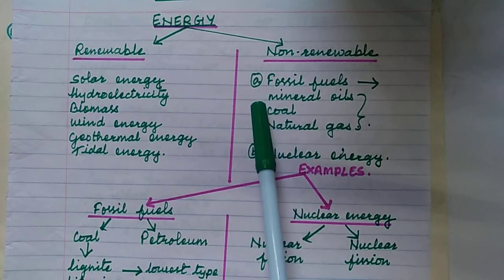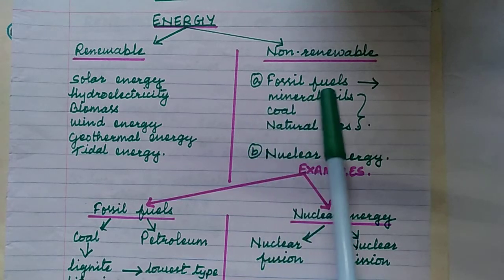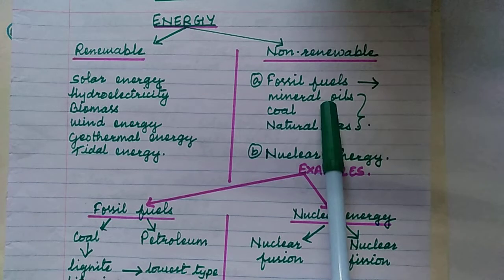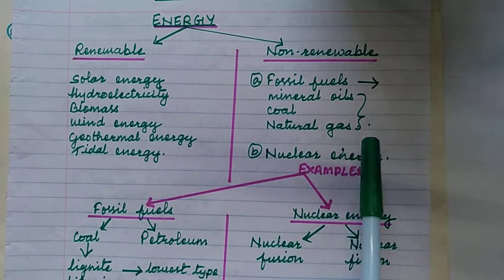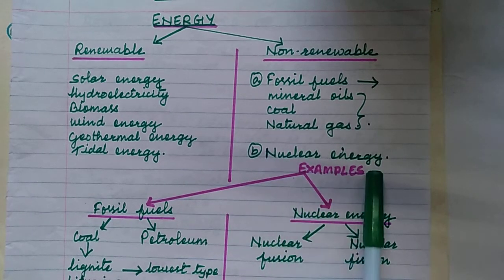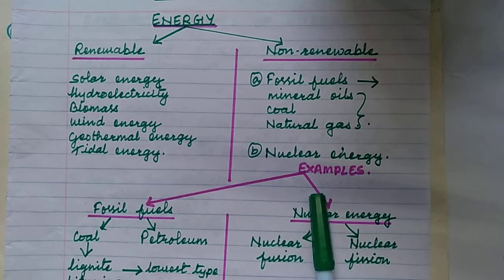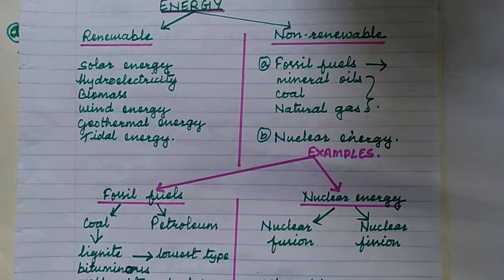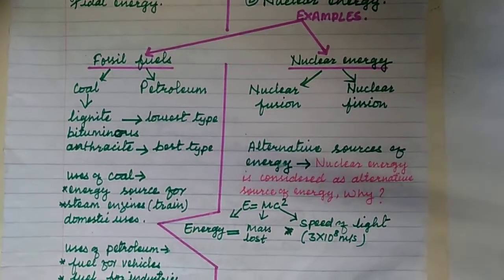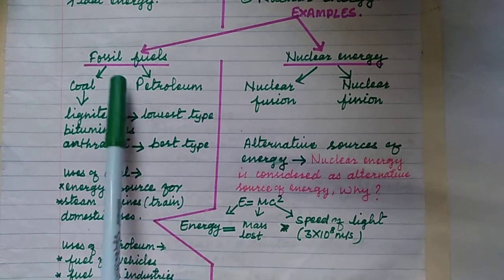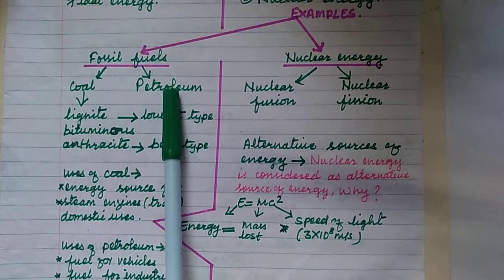Non-renewable sources of energy examples are fossil fuels. Fossil fuels are mineral oils like kerosene, petrol, diesel, coal, charcoal, and natural gas. And nuclear energy. Nuclear energy is an example of a non-renewable source of energy. We are going to see more examples of non-renewable sources of energy under fossil fuels. These are coal and petroleum.